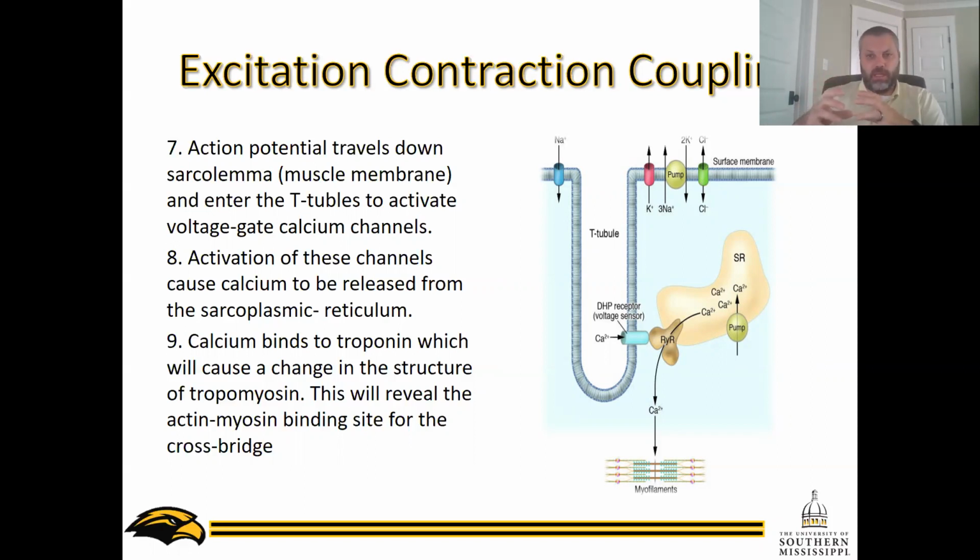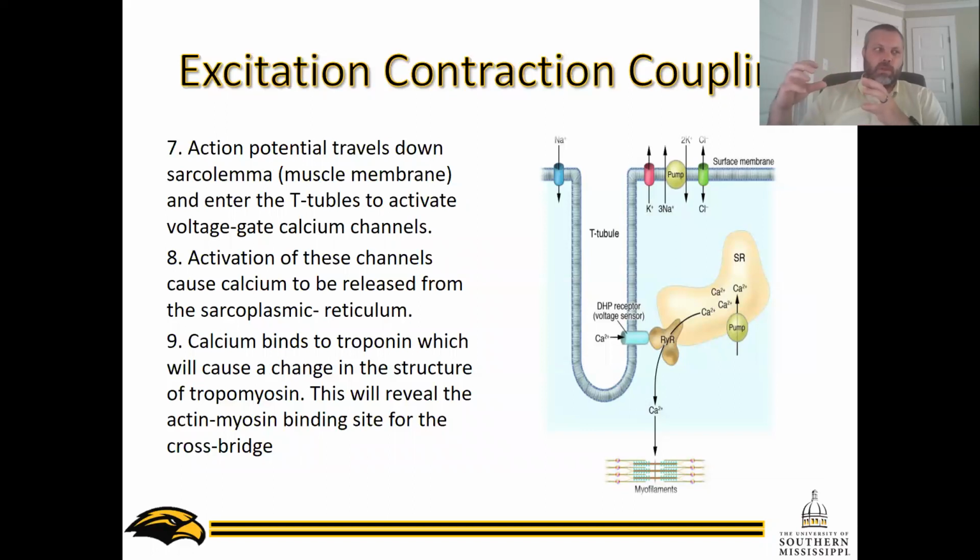That calcium that's now been released, or the second release of calcium, is going to bind itself to troponin, which will cause the tropomyosin that wraps around the actin to move or to change its shape. So troponin and tropomyosin do wrap themselves around the actin protein itself. And so calcium comes in, attaches to troponin, which then moves the tropomyosin. And this reveals the binding site.